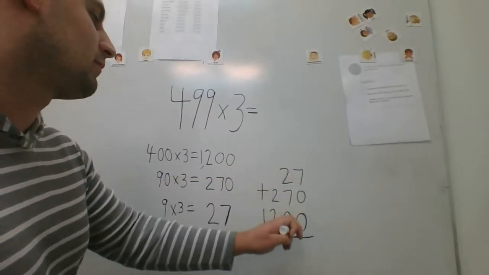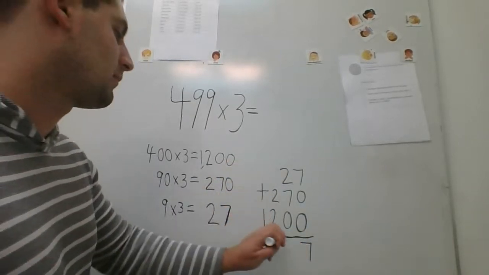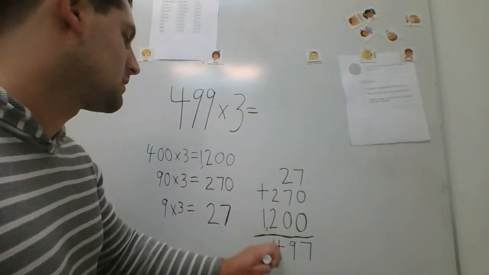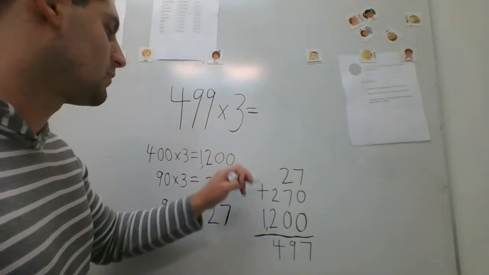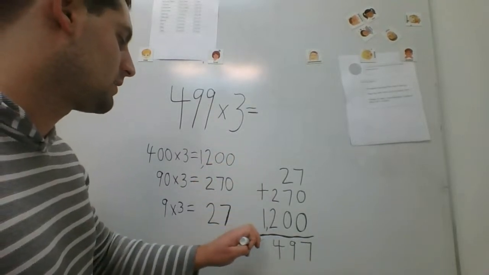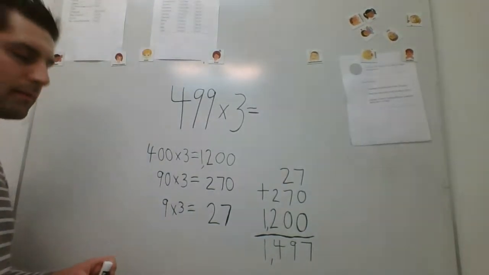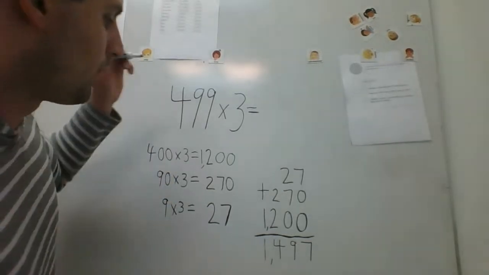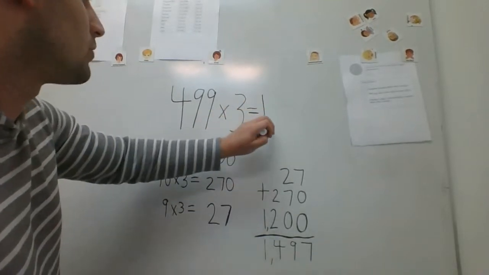So starting in the ones place, 7 plus 0 equals 7. 2 plus 7 plus 0 equals 9. 2 plus 2 equals 4. And there's nothing in the thousands place for either of the other 2 numbers. We assume the number is 0. So 0 plus 1 equals 1. So we have our final answer. 499 times 3 equals 1,497.